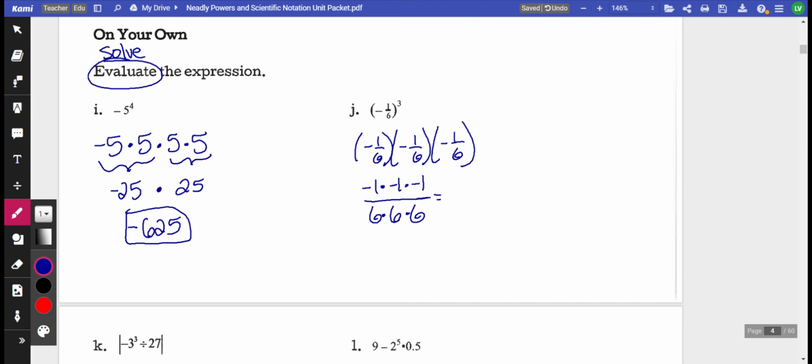-1 times -1 times -1 equals -1. 6 to the 3rd power, or 6 times 6 times 6, is 216. So my final answer is -1 divided by 216. No, I do not want to make that into a decimal. I just want to leave it as a fraction.